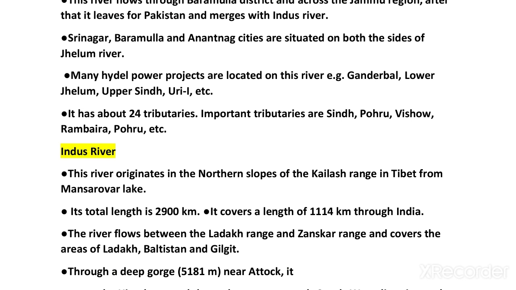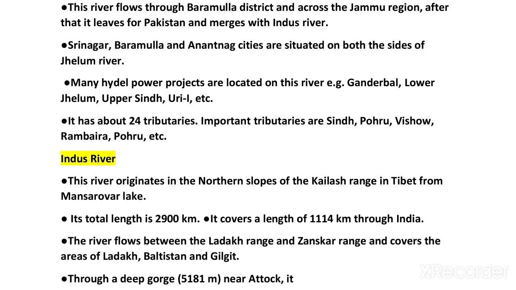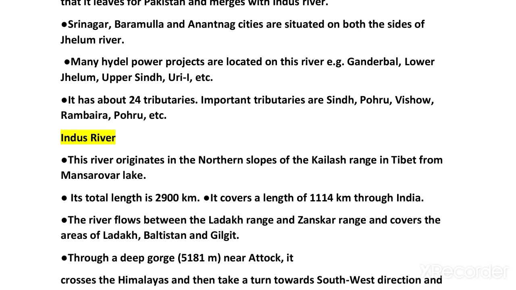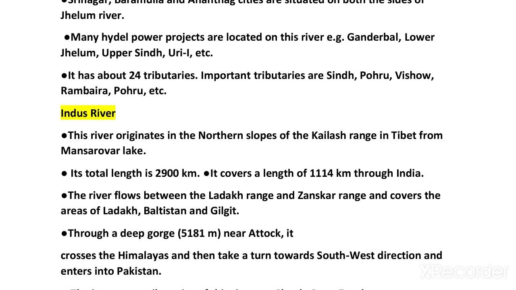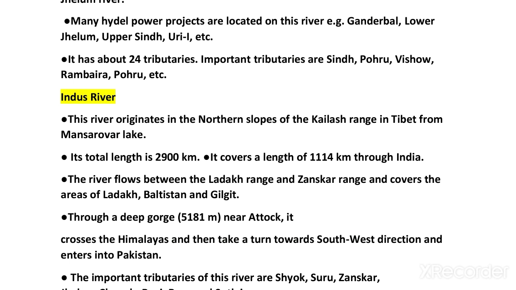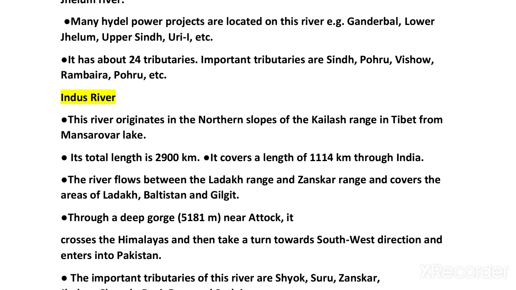Srinagar, Baramulla, and Anantnag cities are situated on both the sides of River Jhelum. Many hydel power projects are located on this river. For example, Ganderbal, Lower Jhelum, Upper Sindh, Uri First, etc. It has about 24 tributaries. Important tributaries are Sindh, Pohru, Vishav, Rambiara, etc.